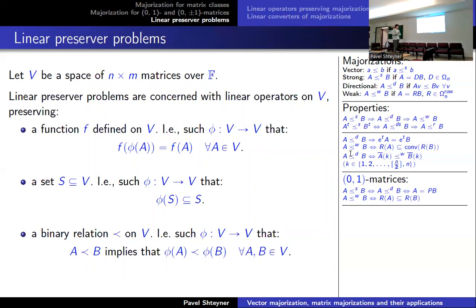So what are the general types of the linear preserver problems? You have a space of matrices over a field, or these problems are also considered in functional analysis. You can have a more general structure, a space of operators. But for our purposes, let's consider a space of matrices. So linear preserver problems are concerned with linear operators that preserve, for example, a function defined on the field.